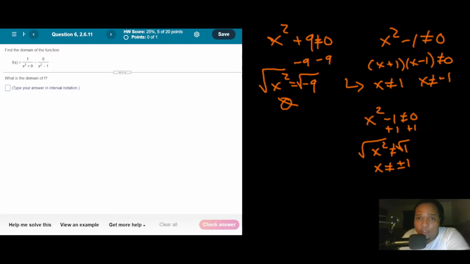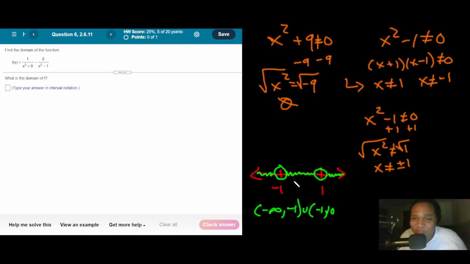Let's illustrate that on our graph. So here's -1, here's +1. x can be anything except for those, so let's put open circles above. x can be anything in between, like 0. x can be to the right, x can be to the left, but not including. So -infinity to -1, union with -1 to infinity. I'm sorry, what am I saying? -1 to +1. I'm getting carried away here. And then 1 to infinity.